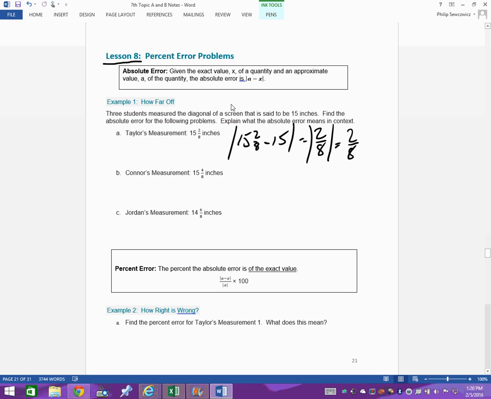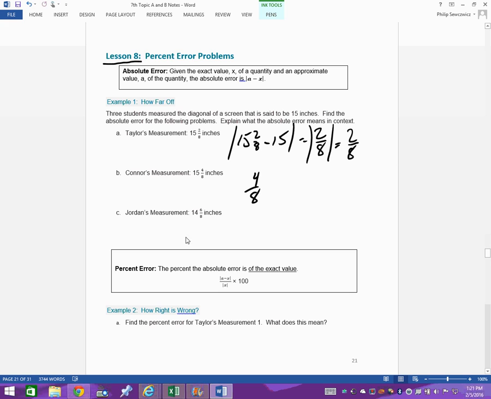Well, okay, before we even go through the formalities of it there, how far is 15 and 4/8 away from 15? Well, it's 4/8 away. That's it. So we don't really need to go through this fancy process as long as we understand what it means. So this means they're 2/8 off. This means they're 4/8 off.